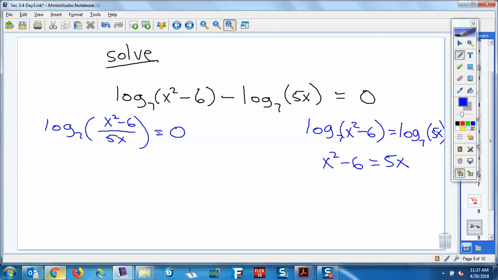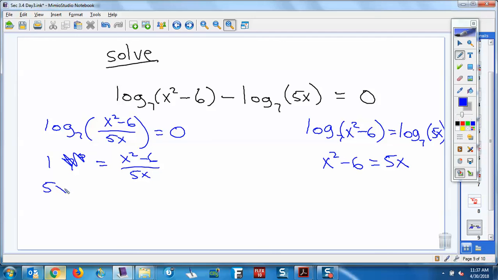7 raised to the 0 equals this. In other words, you've got the log by itself now, and so let's convert forms. So 7 raised to the 0 equals x squared minus 6 over 5x. Right? Well, what's 7 to the 0? That's just 1. And so now what can we do here?